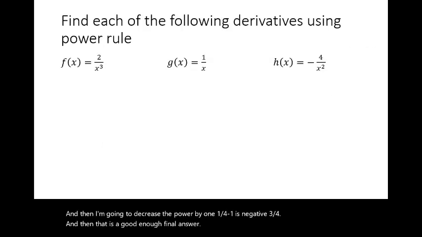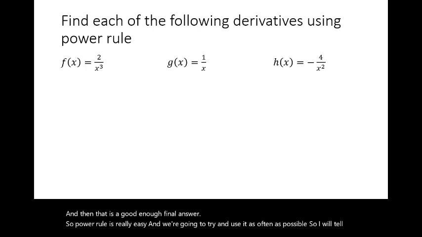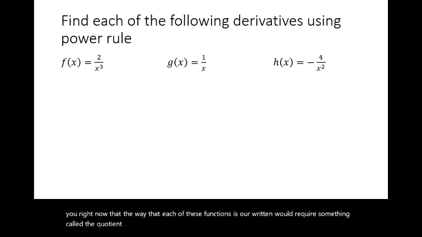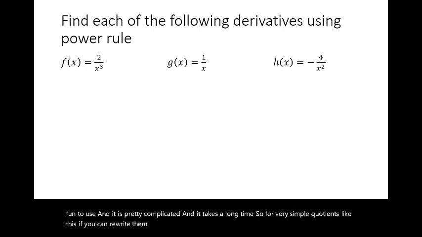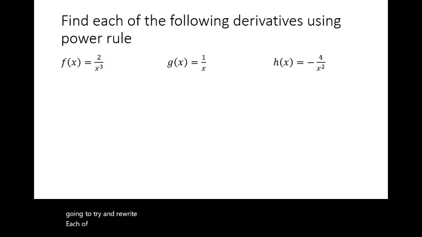So power rule is really easy, and we're going to try and use it as often as possible. I will tell you right now that the way each of these functions is written would require something called the quotient rule, which is going to be covered in another video. Quotient rule is not very fun to use, and it is pretty complicated, and it takes a long time. So for very simple quotients like this, if you can rewrite them so that it is no longer a quotient, you're going to be better off. So I'm going to try and rewrite each of these as x to some numeric power, and then I'm going to use the power rule.